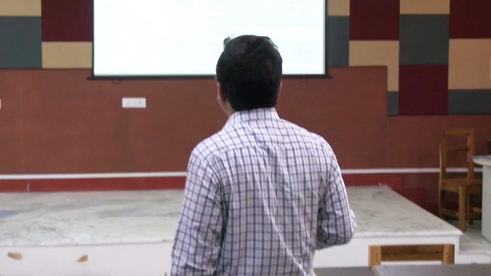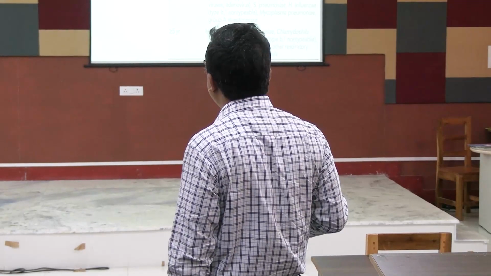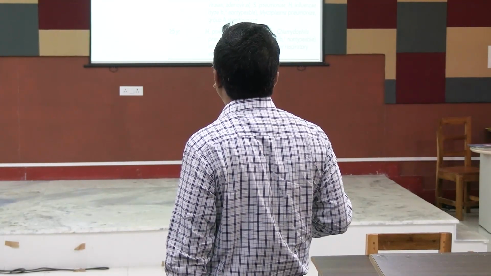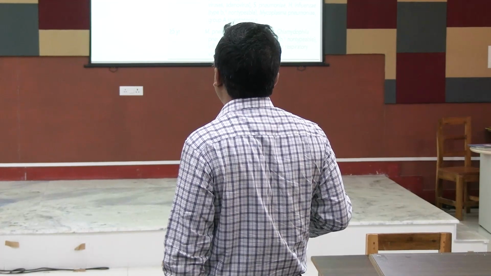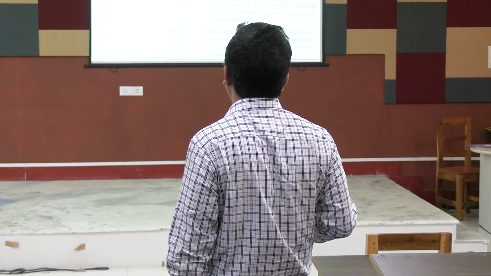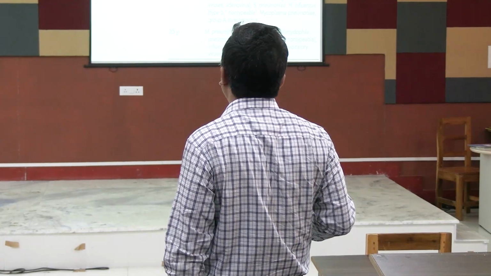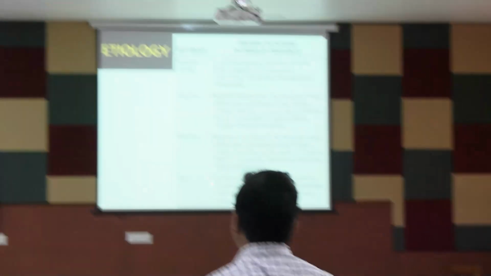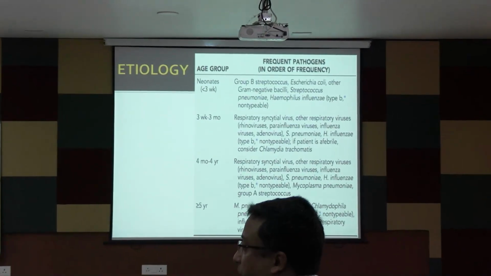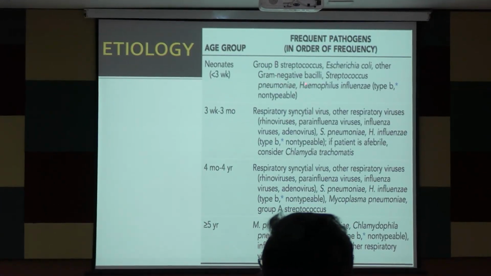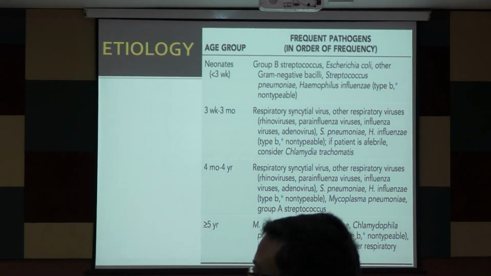In 3 weeks to 3 months, respiratory syncytial virus along with other viruses and bacteria like streptococcus pneumoniae, H. influenzae. And 4 months to 4 years, again the viruses and the bacteria streptococcus, H. influenzae, also some atypical bacteria like mycoplasma. And more than 5 years, the main causative organism is the atypical organism, mycoplasma. So in the youngest age group, the causative organism is mainly gram-negative. Then viruses and the typical bacteria, and more than 5 years, mainly the atypical bacteria.